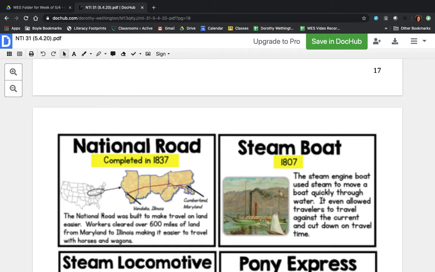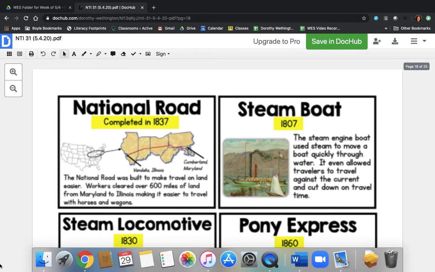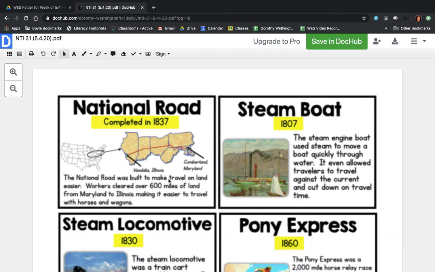National Road was completed in 1837. The National Road was built to make travel on land easier. Workers cleared over 600 miles of land from Maryland to Illinois, making it easier to travel with horses and wagons.